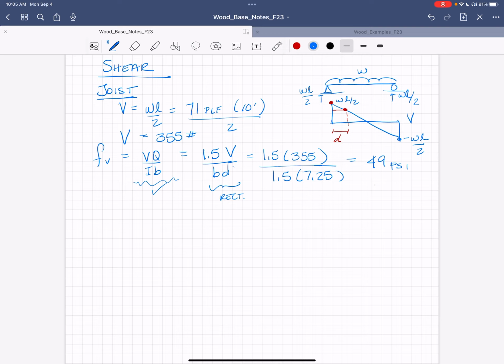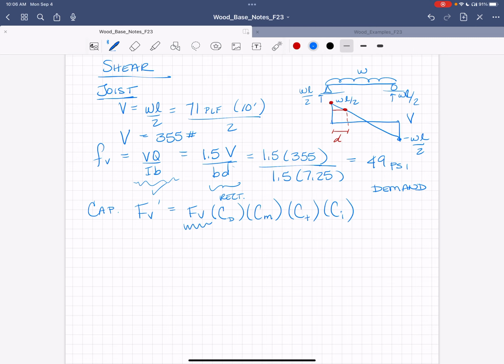So that's my demand, shear stress. Capacity: I need to have the shear stress adjusted, and the C values here are C sub D, C sub M, C sub T, and C sub I. All the values we already did for bending for the joist are the same in shear. Okay, so we just have to look up F sub V.